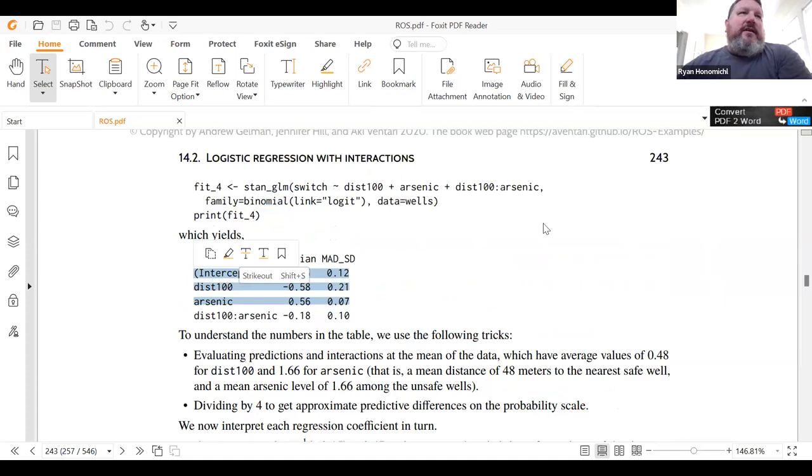In this scenario, we're trying to look at whether or not someone switches wells. And in this case, as the authors point out, the intercept isn't really interpretable because it's when the distance is, I guess, 100 yards or whatever, and then how much the arsenic level is and all that stuff. So we have to center stuff for it to be interpretable.